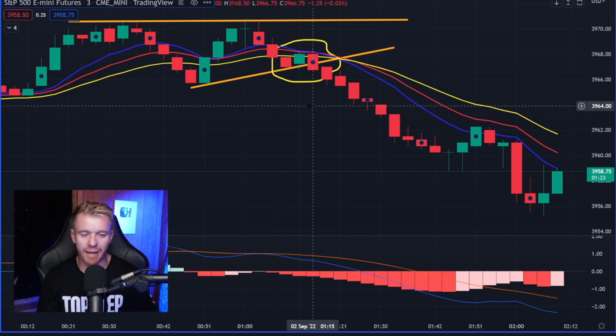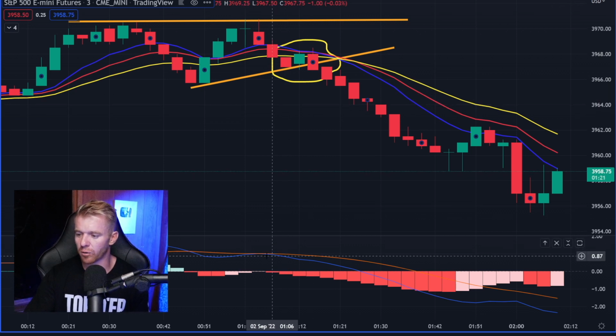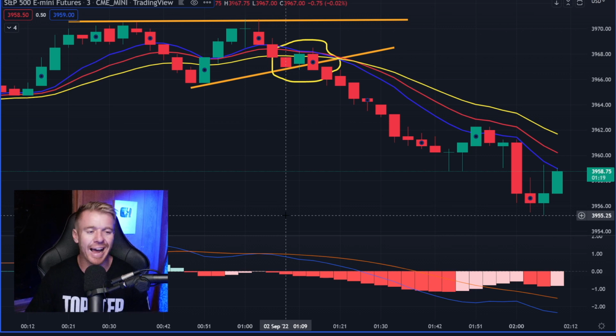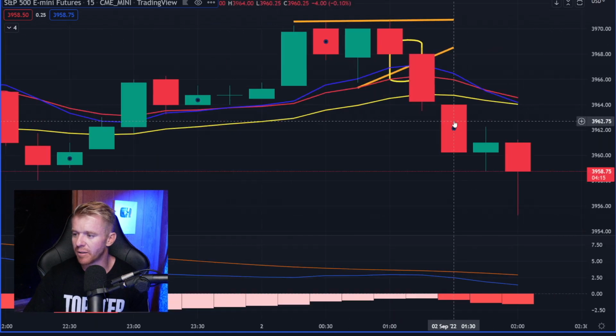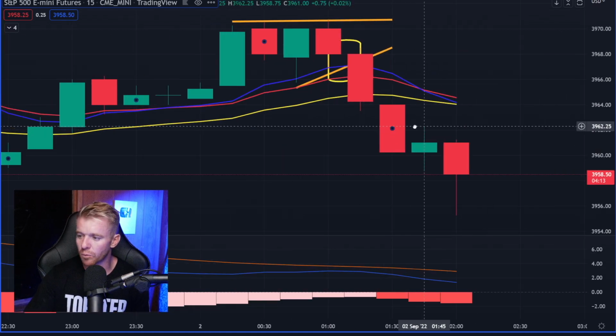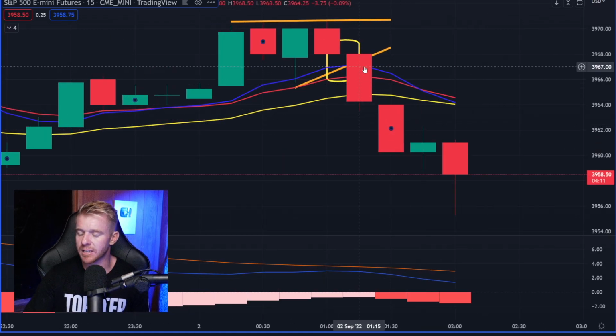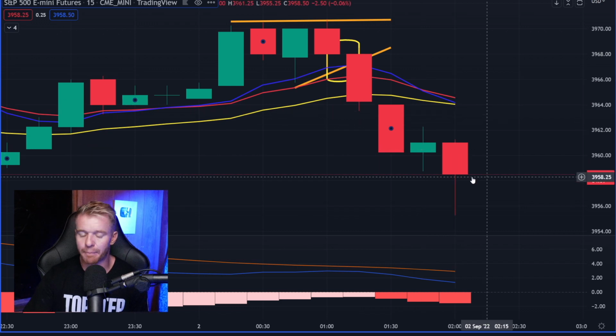I feel really good about this. I feel really confident. We're going to go lower. We got the MACD cross. I got all these things lining up. I can look at different time frames as well. Let's look at the 15-minute time frame. On the 15-minute time frame, we broke below the EMAs there. We can see the EMAs now are up here on the top of this move.